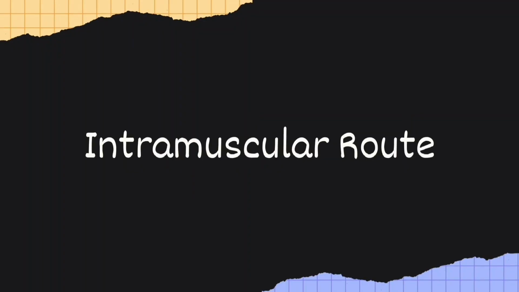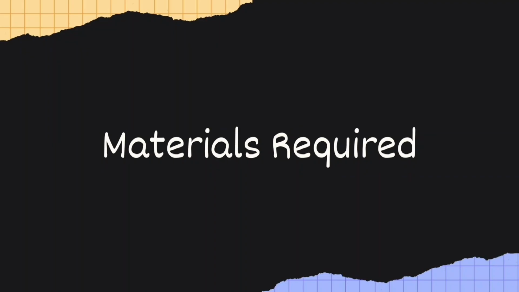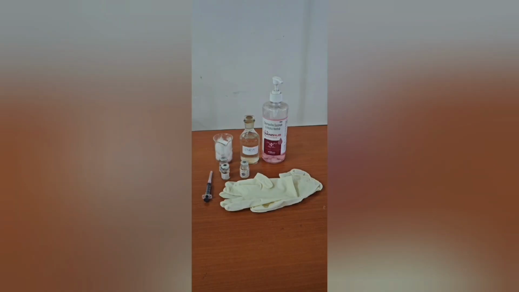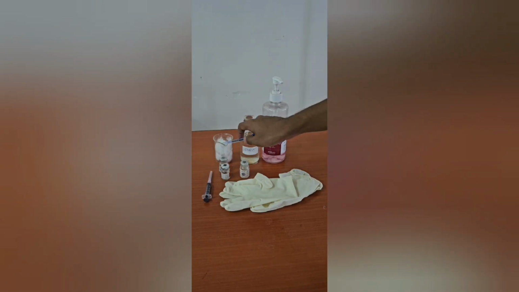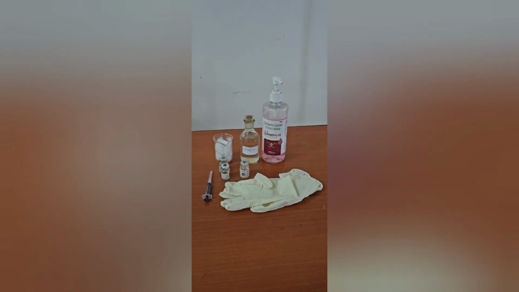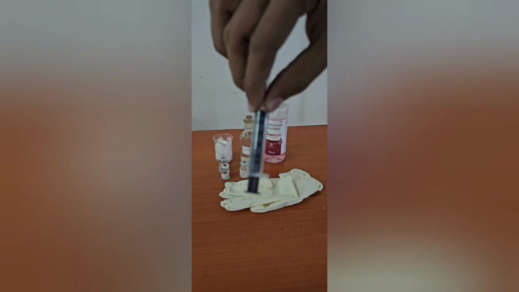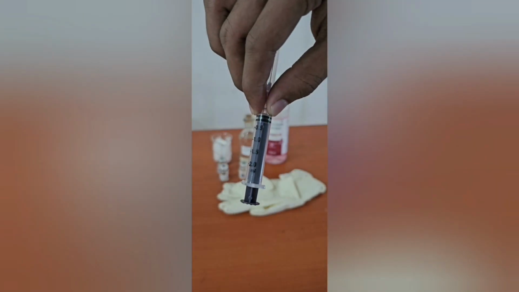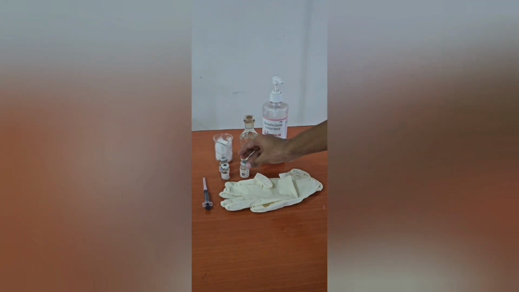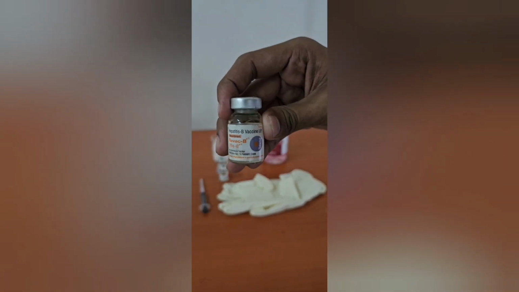The next parenteral route of drug administration is the intramuscular route. In this route, the drug is injected into one of the large skeletal muscles like deltoid, triceps, gluteus maximus and rectus femoris. The materials required are an alcohol-based hand rub, spirit, cotton ball, gloves and an appropriate syringe which has a maximal dose of 2 ml. And the drug to be administered, for example hepatitis B vaccine.